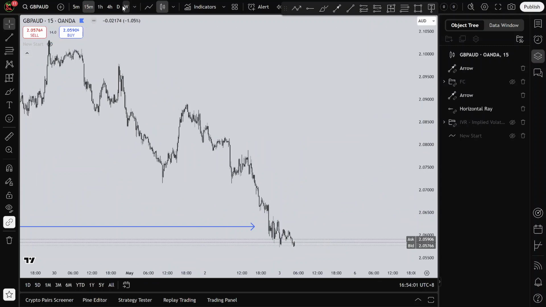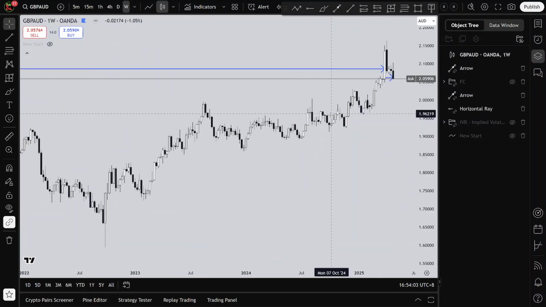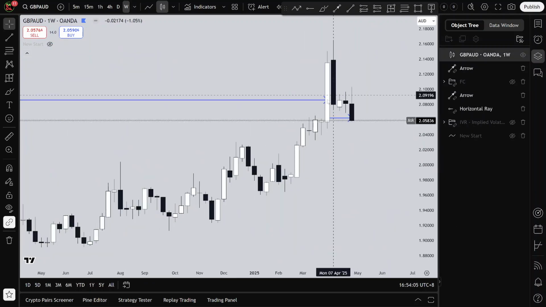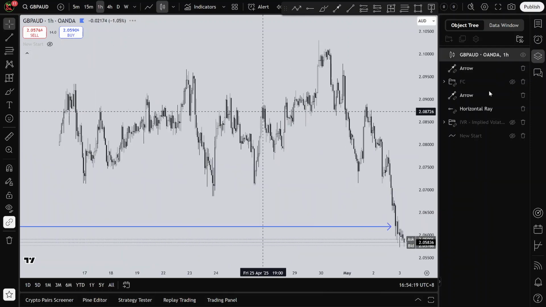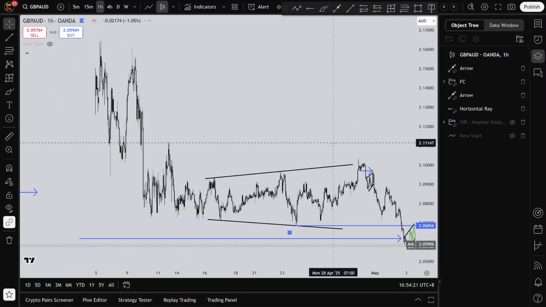Pound Australian dollar on the weekly time frame, we had this high test, or this strong reversal candle. We are now definitely back below structure, and we have quite a strong full body close here on the previous week. We are now looking for a continuation in this area.